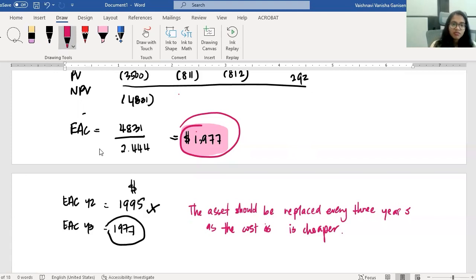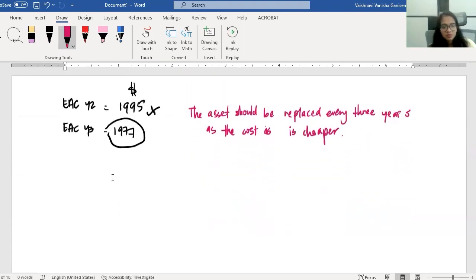Okay, so for the 3 years asset replacement cycle, that means every year, on average, the cost that you incur is 1977. But if you hold the asset for only 2 years, every year, the cost that you incur is 1995. All right, so that's why, guys, maybe I show it to you this way.